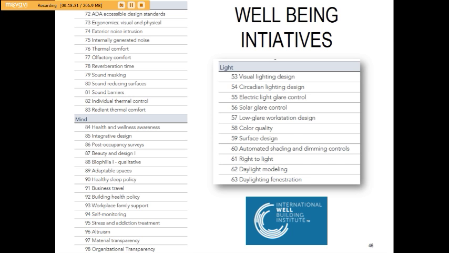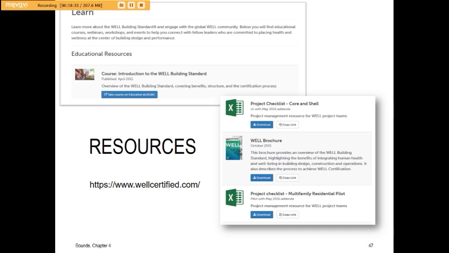So we're going to talk about this some more later. And there's a lot of resources at wellcertified.com. There's checklists. You can learn. You can go online and take some webinars about it. So I'm going to leave that to you, but that's our look at universal, inclusive, and now WELL building design.